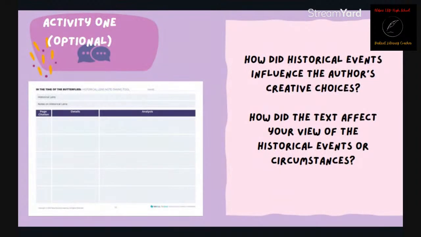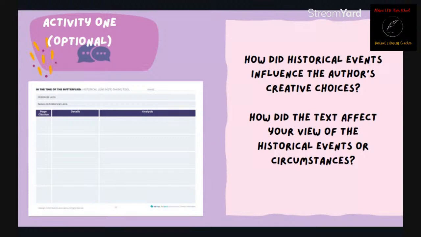Lesson 3 begins with a review of historical lenses from the previous lesson. Students take out their historical lens note-taking tool, and the class shares what they've learned about the novel so far while analyzing it through this lens, using the questions on the screen to guide the discussion. How did historical events influence the author's creative choices? How did the text affect your view of the historical events or circumstances?